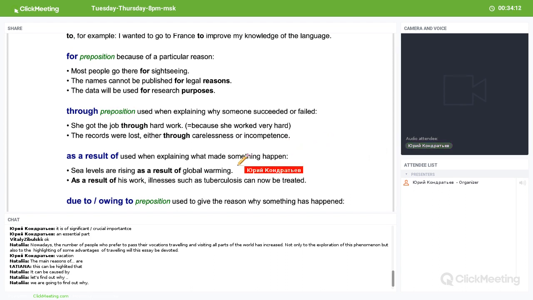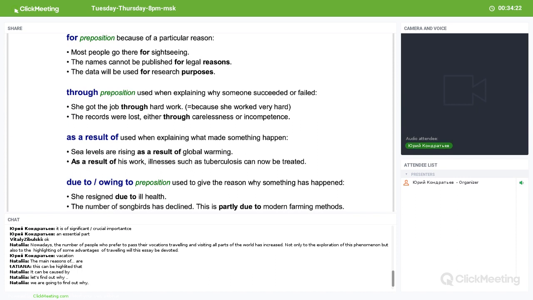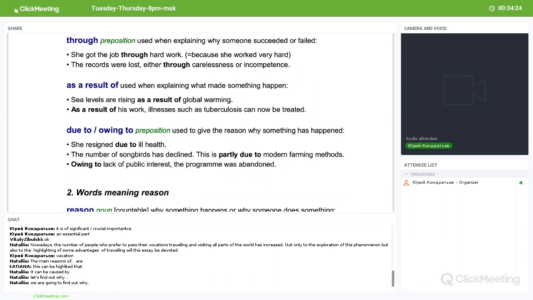Or as a result: sea levels are rising as a result of global warming. Or as a result of his work, illnesses such as tuberculosis can now be treated. We already mentioned due to and owing to. So she resigned due to ill health, or the number of songbirds has declined. This is partly due to, predominantly due to the fact that, so you can use these expressions. Owing to lack of public interest.